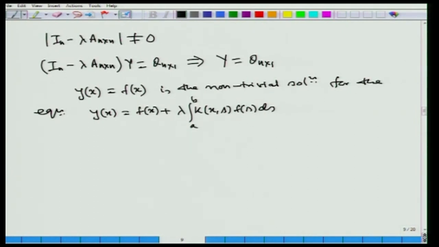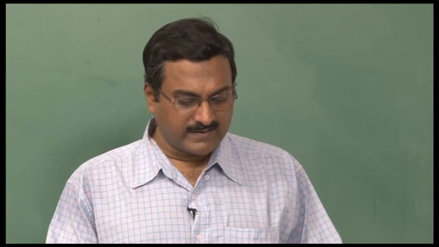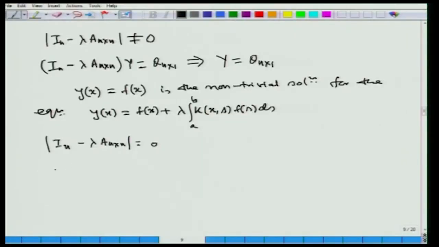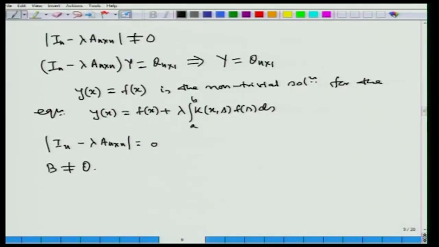And the case when this determinant of I n minus lambda A n cross n is equal to 0, then we can find the corresponding eigenvalues, and therefore we will have the eigenfunctions. And in that case, the solution will be the sum of f x and a scalar multiple of eigenfunctions of the associated problem. And finally, if we consider that at least one of the integrals a to b f x q m x is non-zero, so that means we are assuming b not equal to theta n cross 1, then we will have a unique solution to the Fredholm integral equation whenever the determinant of I n minus lambda A n cross n is not equal to 0.